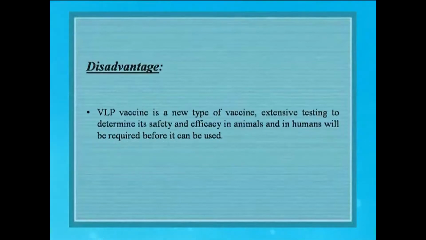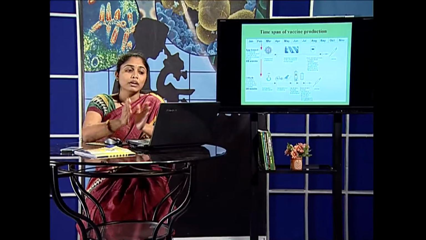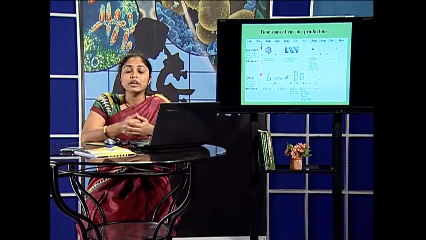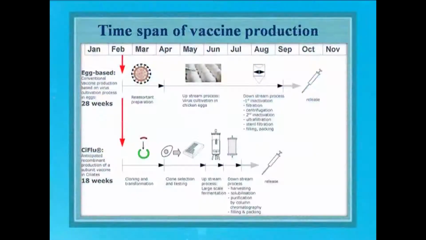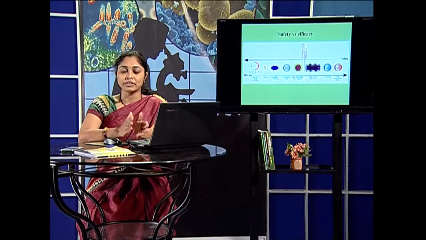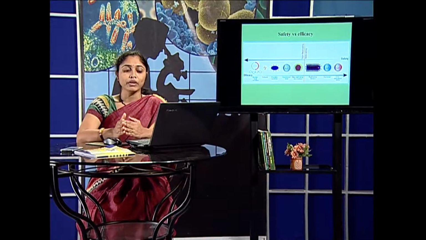The disadvantage is that it is a new technique, so extensive study should be done before using this particle as a vaccine. And if we look into the time span required for vaccine production, then we will see that recombinant DNA vaccine production needs much less time compared to traditional vaccine production. If traditional vaccine production requires 28 weeks for the simplest vaccine, then for a genetic vaccine, the time span required is 18 weeks only.